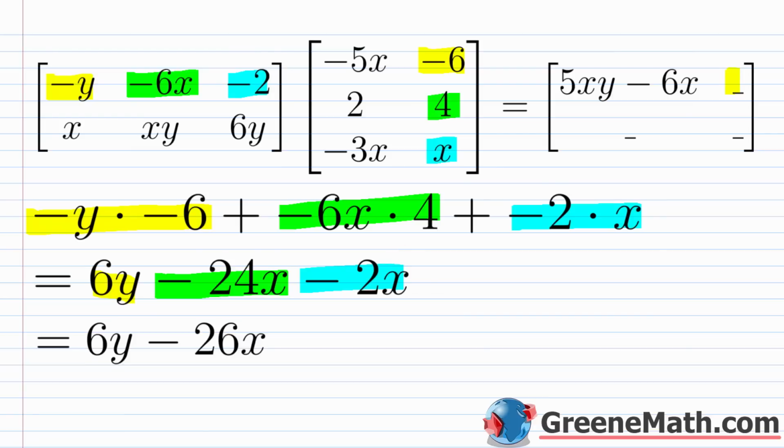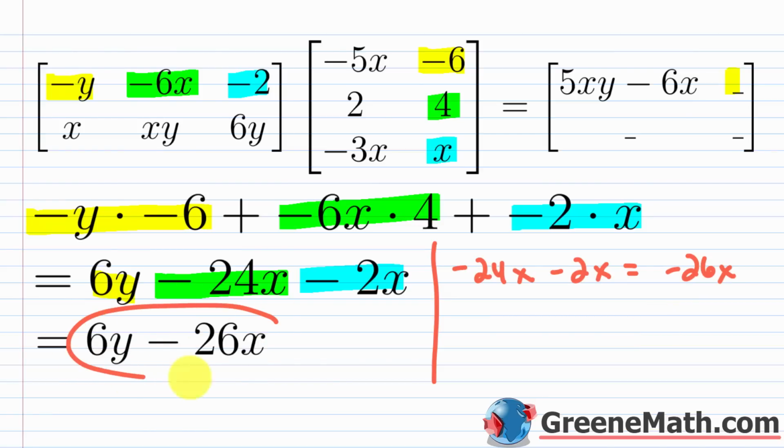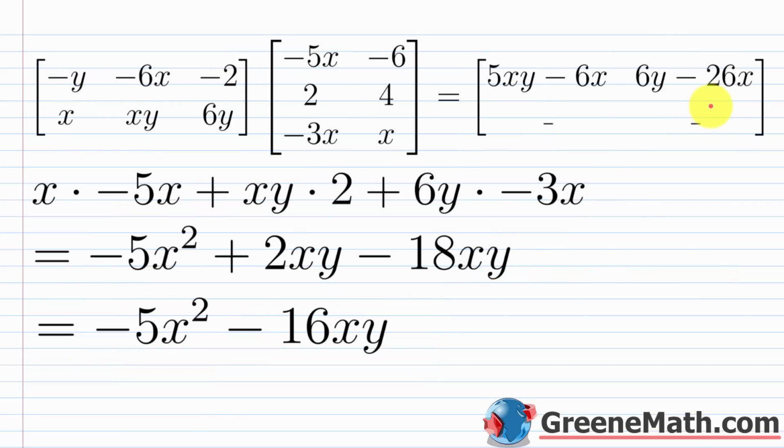All right, looking at this, you have 6y and then minus 24x and then minus 2x. Again, you have like terms here. So negative 24x minus 2x, you can combine those, and this would simply be negative 26x. So you'd have 6y minus 26x. So this guy right here is going to go right there. Again, it's too small of a space for me to actually write that in. So I have it set up for us already.